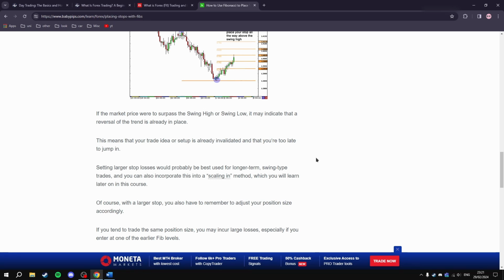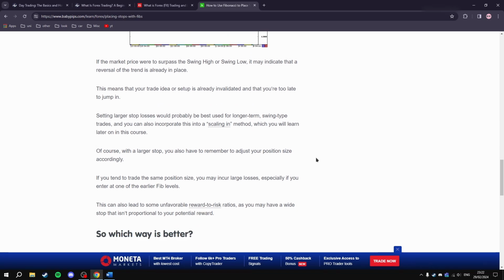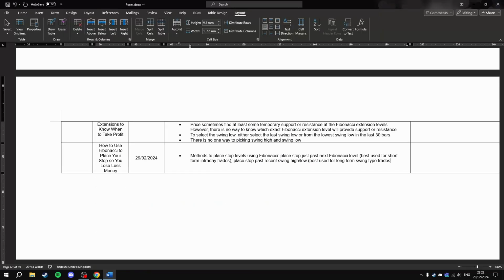Of course, with a larger stop, you also have to remember to adjust your position size accordingly. If you tend to trade the same position size, you may incur large losses, especially if you enter at one of the earlier fib levels. This can lead to some unfavorable risk to reward ratios, as you may have a wide stop that isn't proportional to your potential rewards.